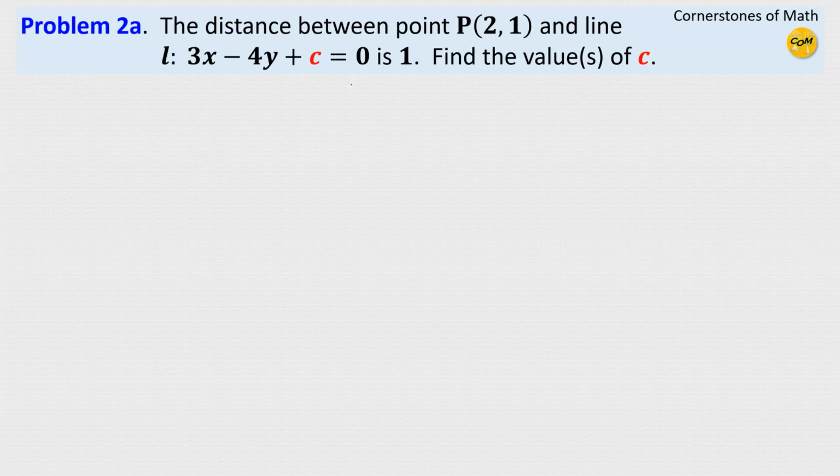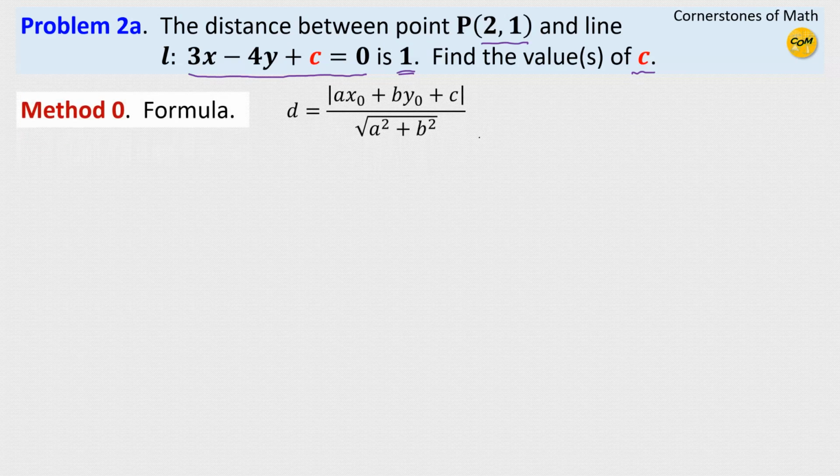Let's examine this claim more closely by solving this sample problem. Here, the distance between point (2, 1) and line 3x - 4y + c = 0 is given as 1. And we have to find the value of c, which is actually still one of the easiest distance problems, by the way. If we just use the formula, then this one is no problem at all.